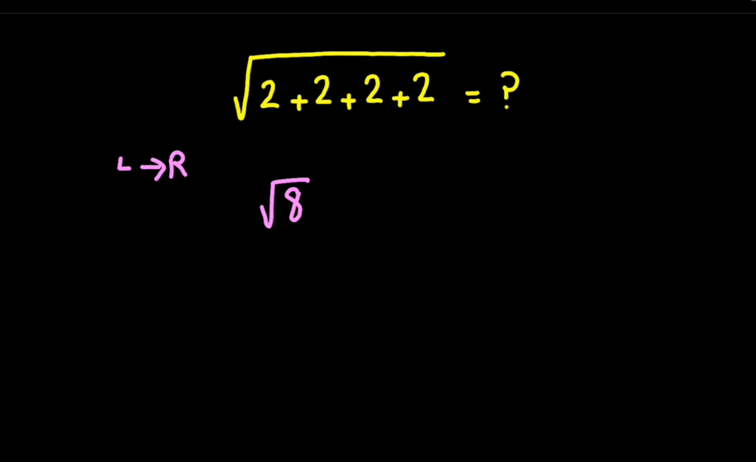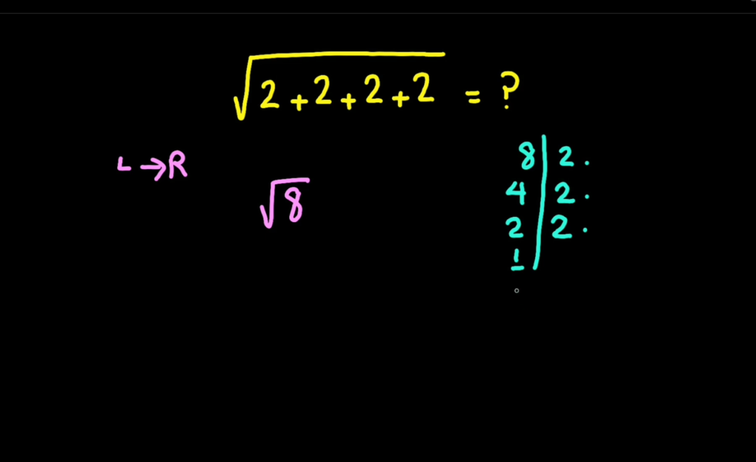So we can simplify this 8 in this way. 8 divided by 2 gives us 4. 4 divided by 2 gives us 2. And 2 divided by 2 gives us 1. We have 1, 2, 3, three 2s in this expression.